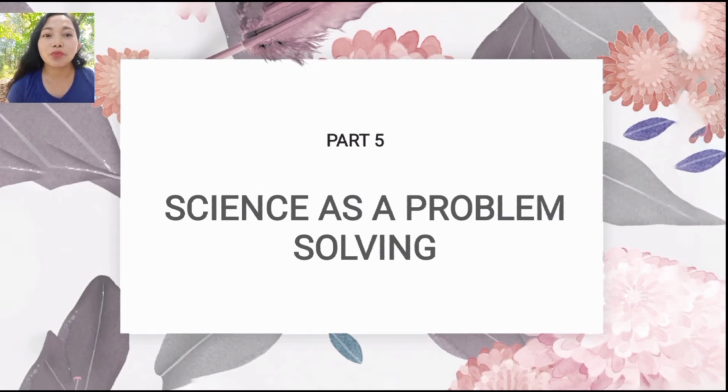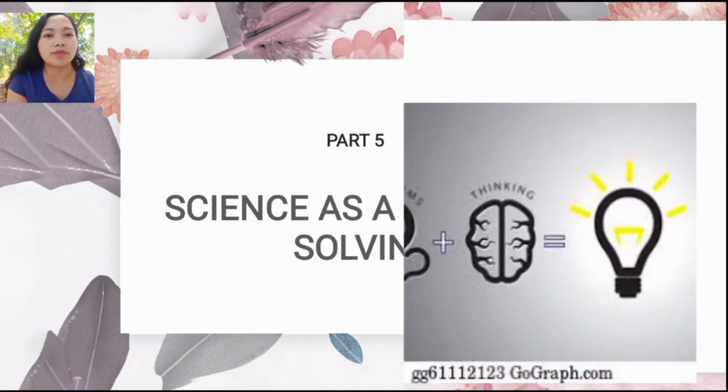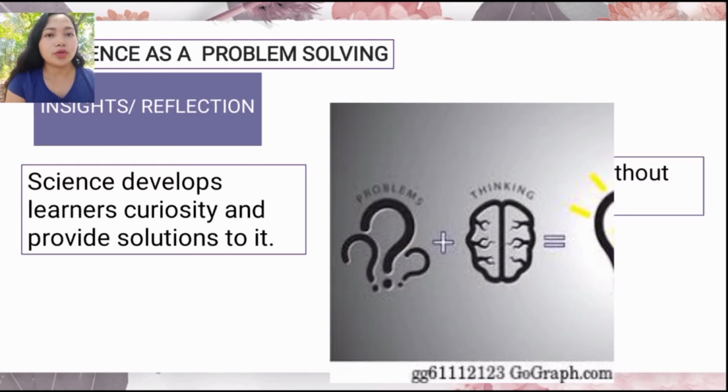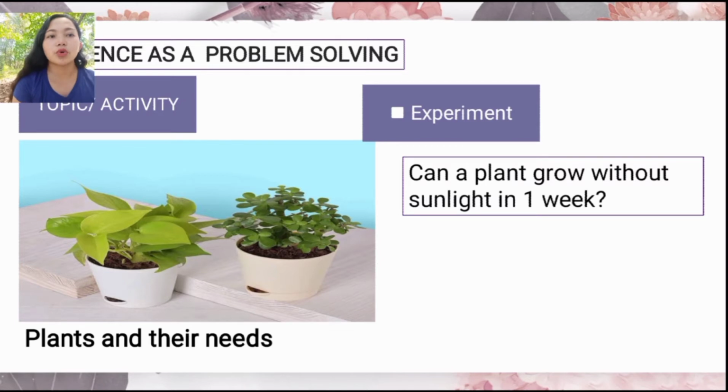So science is problem solving. When you say science is problem solving, science develops or encourages learners' curiosity and provides solutions to it. Of course, as children, learners really have different curiosity. They tend to ask about almost all of the happenings in their surroundings. Why is it like that? Why is it like this? Something like that.